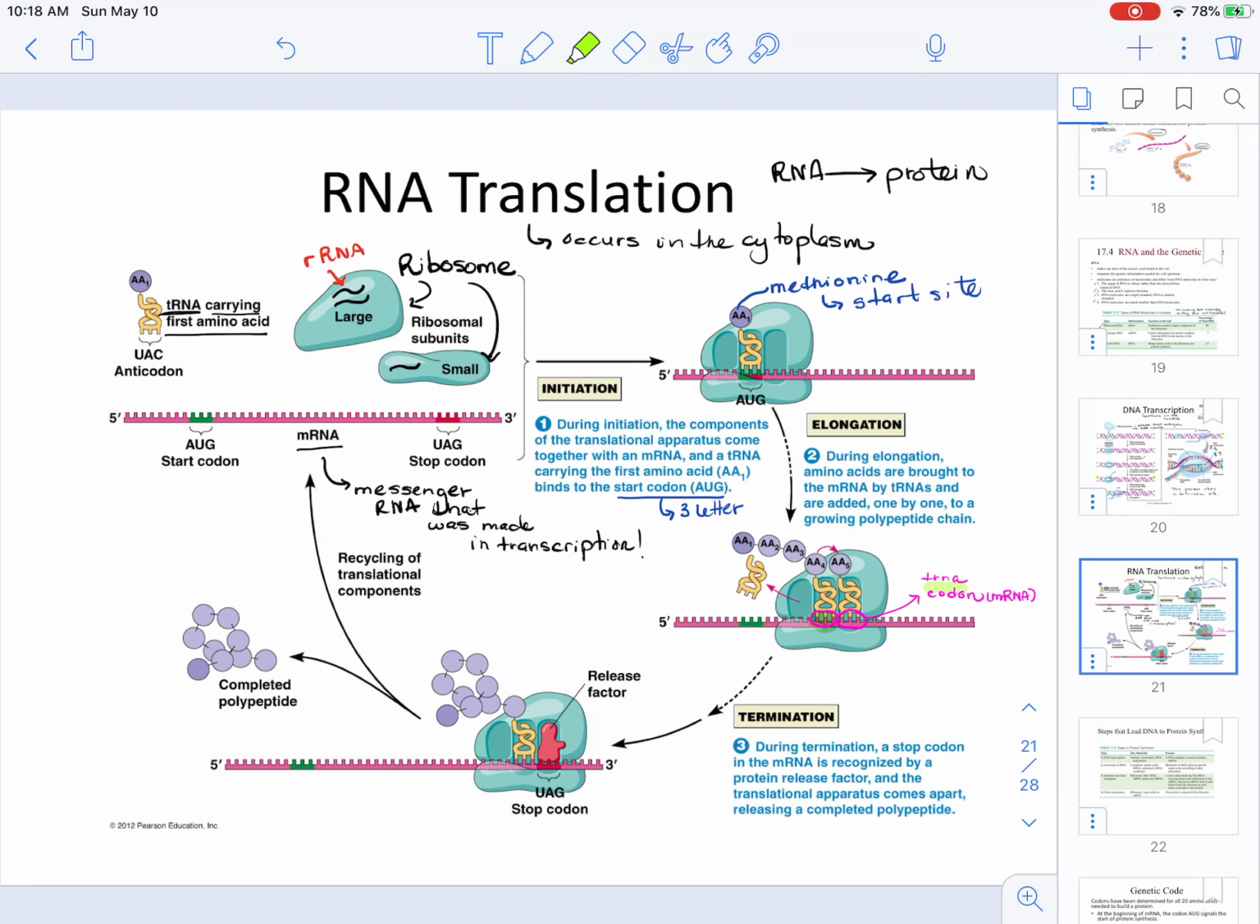So during the termination process, understand that we have specifically a 3-letter code in the mRNA that is called a stop codon. And the stop codon is where specifically this molecule that is called a release factor is going to bind and is going to allow the completed polypeptide to come away from the ribosomal machinery.